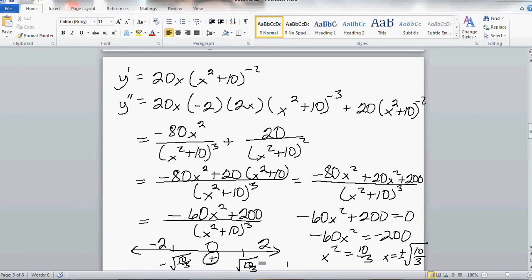Plugging in negative 2, we get negative 60 times 4, which is negative 240. Negative 240 plus 200 is negative 40. Negative over positive is negative. And the same thing is going to apply with positive 2. It doesn't take too much to realize this final answer will be negative.